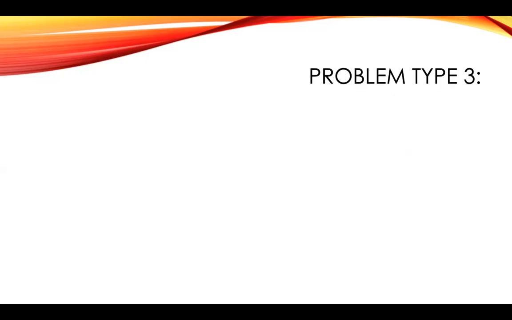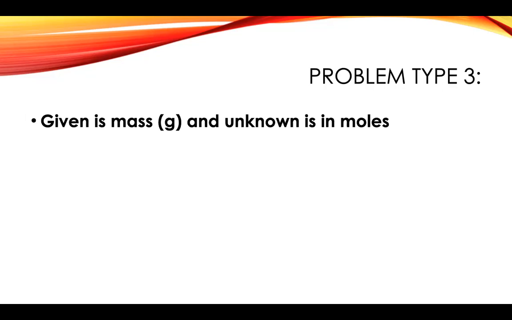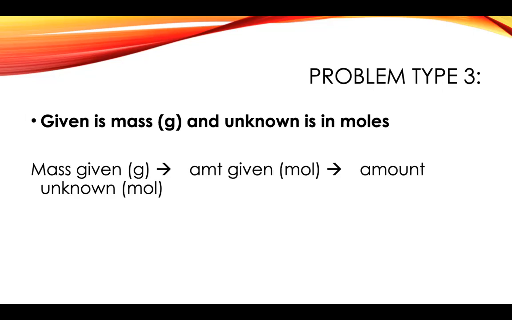Okay. The next type is if you're given mass and you're asked to find moles. So you're going to go backwards. You're going to use molar mass which is converting grams into moles. So you convert the mass of your given to the moles of your given, and then you use the mole ratio to convert to the amount of unknown in moles.